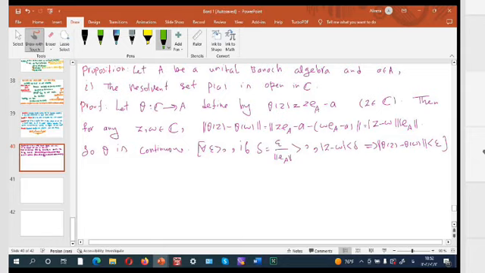This is equal to this, so theta is uniformly continuous, because for any epsilon, if we consider delta equal to epsilon divided by the norm of e, then we see this implication: if the norm of z minus w is less than delta, then the norm of theta z minus theta of w is less than epsilon. So theta is a continuous function.